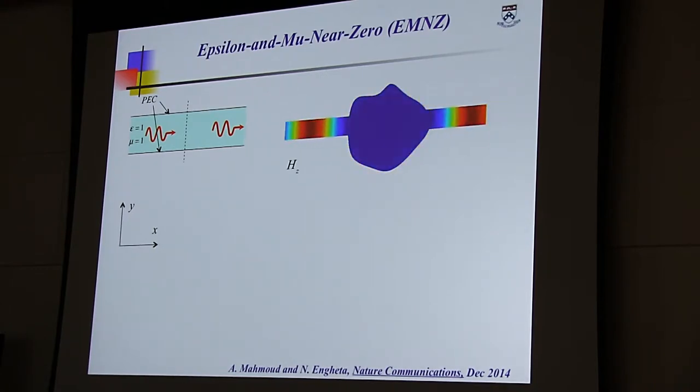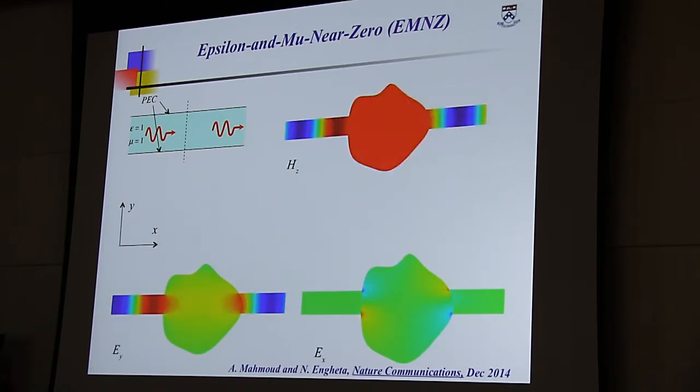Let me show you an interesting simulation that motivated us. Imagine that hypothetically we put epsilon and mu equal to zero and solve Maxwell's equations. You get this. This is the magnetic field distribution of the mode. You see very nice propagation, with a regular wavelength over here. Inside, the wavelength becomes infinite, so everything moves in unison. That's for the magnetic field, but for the electric field, it becomes like this.